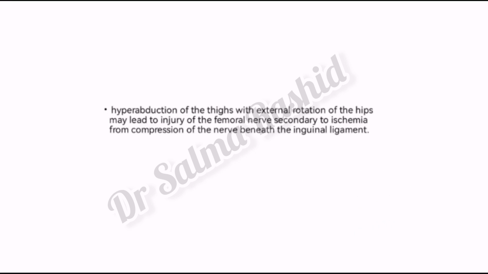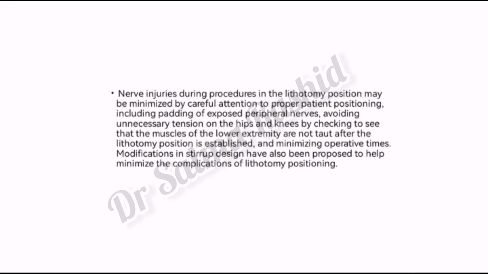Similarly, hyperabduction of the thighs with external rotation of the hips may lead to injury of the femoral nerve, secondary to ischemia from compression of the nerve beneath the inguinal ligament. Now, nerve injuries during procedures in the lithotomy position may be minimized by careful attention to proper patient positioning, including padding of exposed peripheral nerves, avoiding unnecessary tension on the hips and knees, checking to see that the muscles of the lower extremities are not taut after the lithotomy position is established, and minimizing operative time.